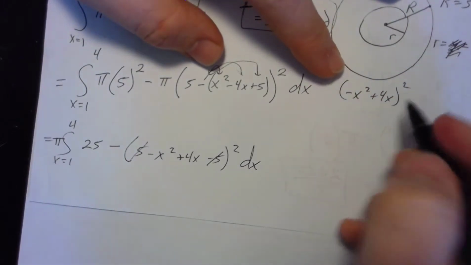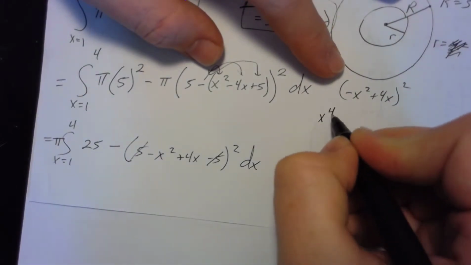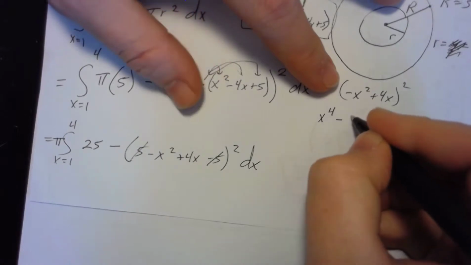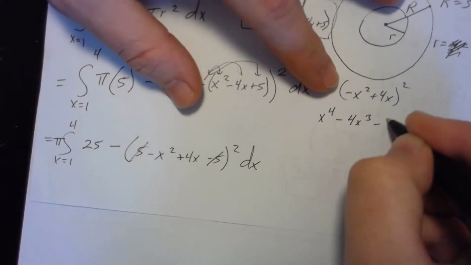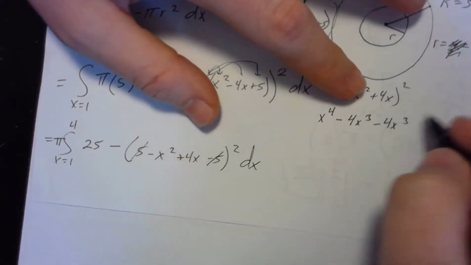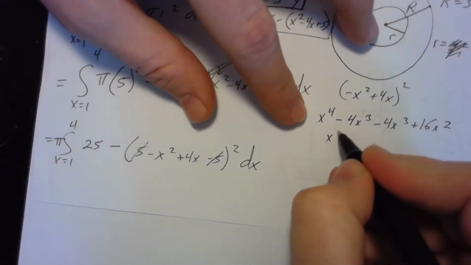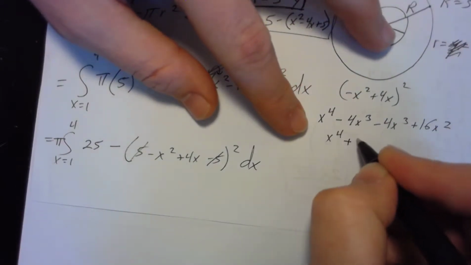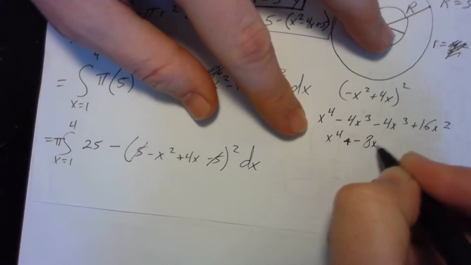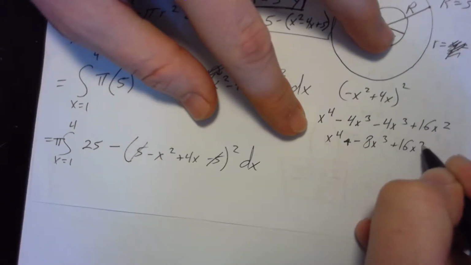I'm going to go ahead and square that, giving me a positive x to the fourth. I will end up having minus 4x cubed with another minus 4x cubed. And then 4 times 4 is 16x squared. Combining all the like terms here, I'll have x to the fourth minus 8x cubed plus 16x squared.